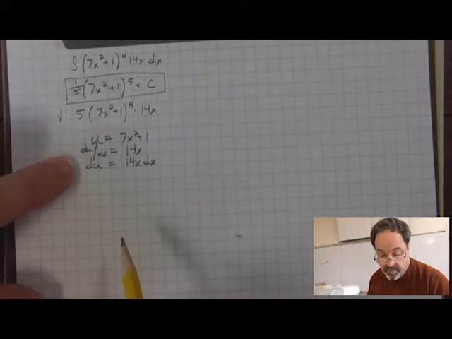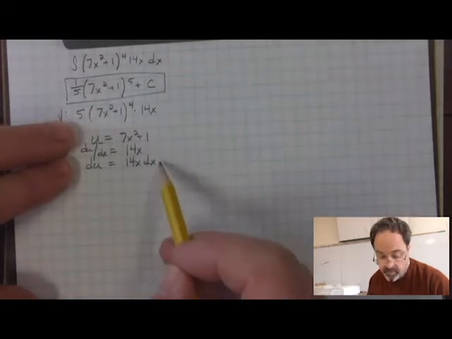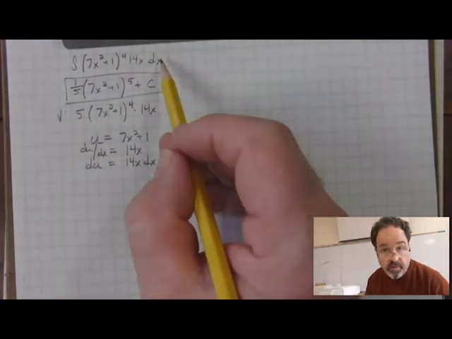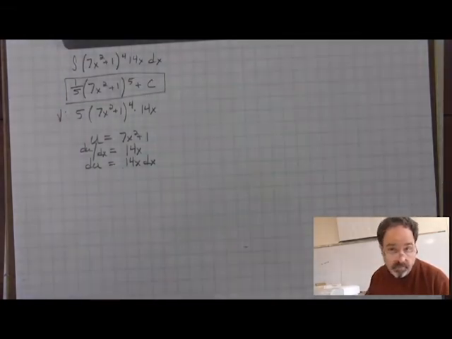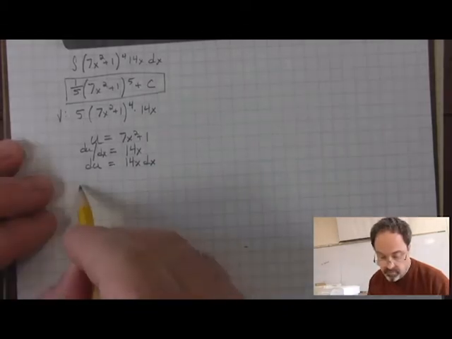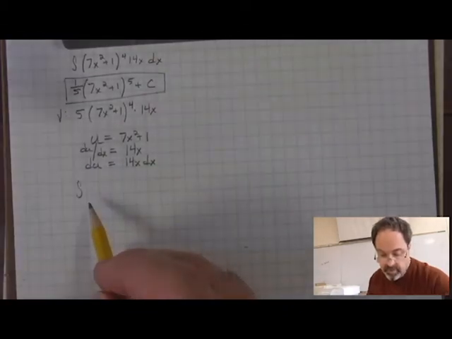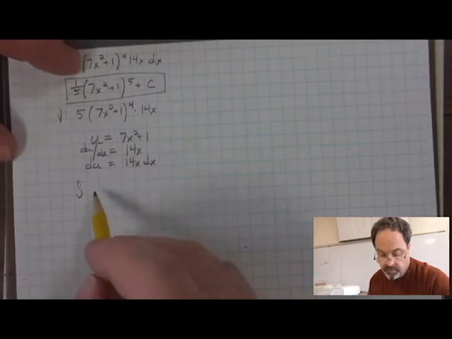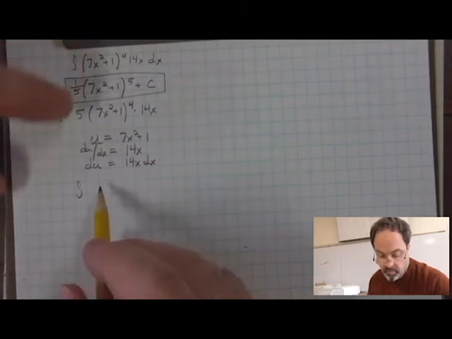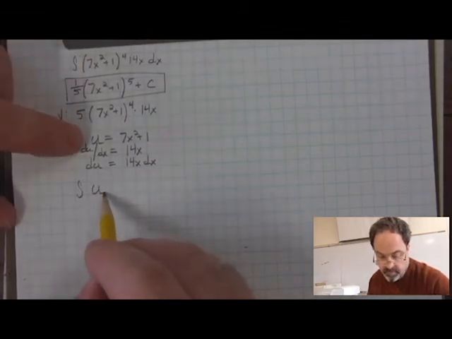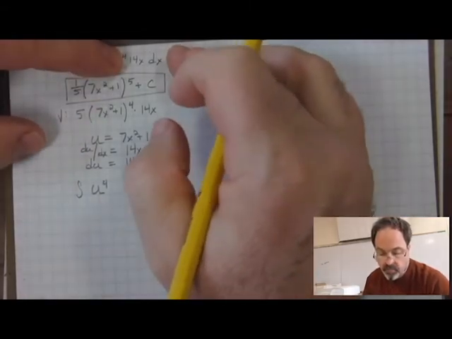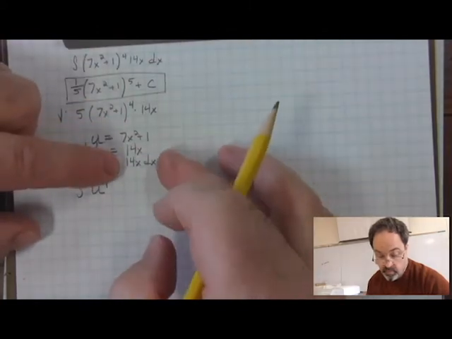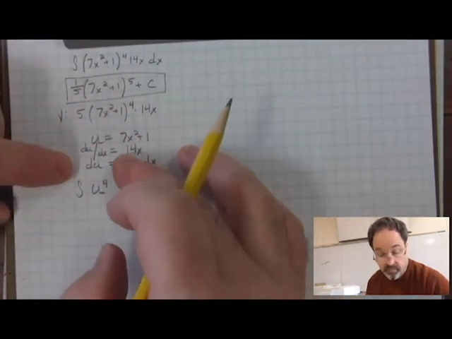Now I've got the pieces that when I substitute in, I will recreate the integral, but there will no longer be any x represented in it. It'll be entirely in terms of u. So I'm going to recreate the integral. I'm going to substitute u in for the 7x squared plus 1. It's still to the 4th power. And the entirety of the 14x dx will be substituted with du.